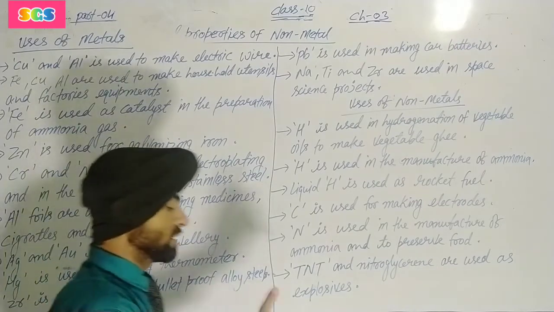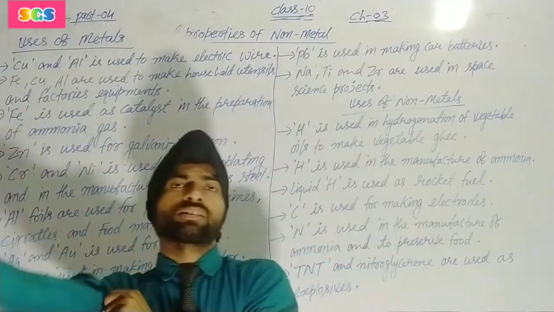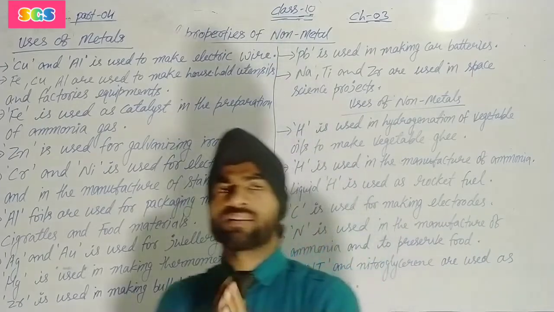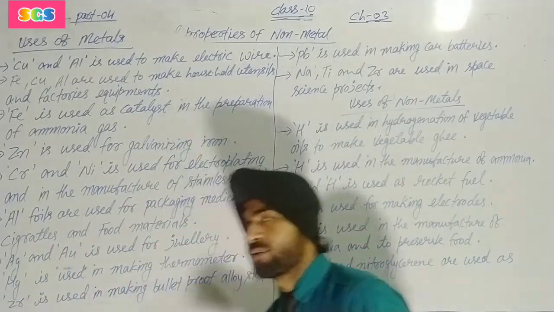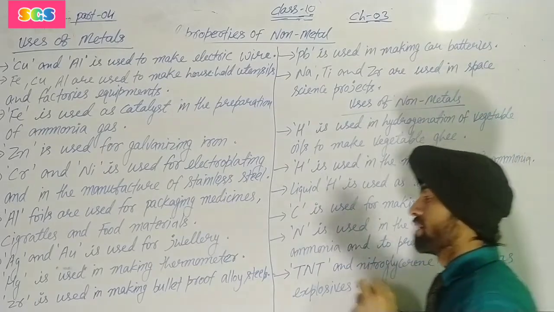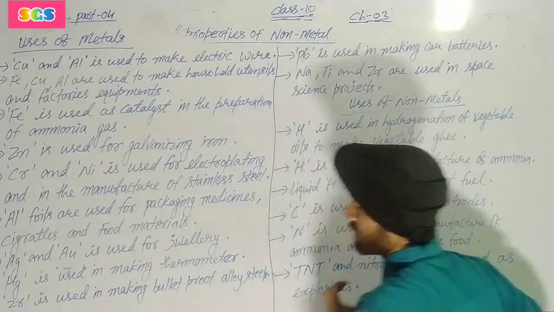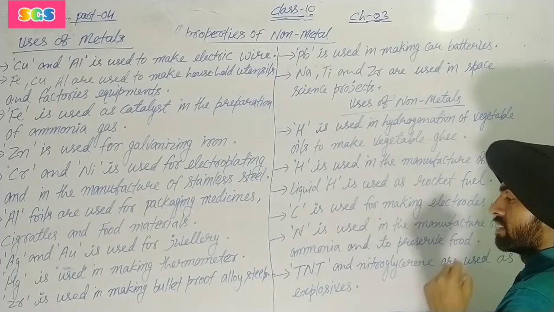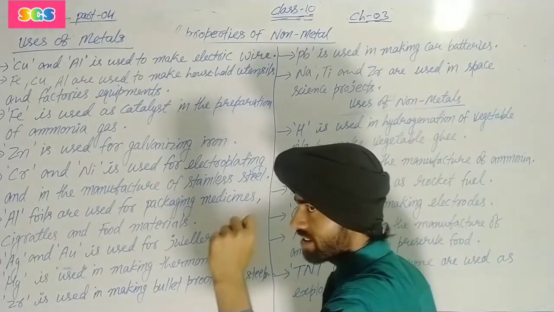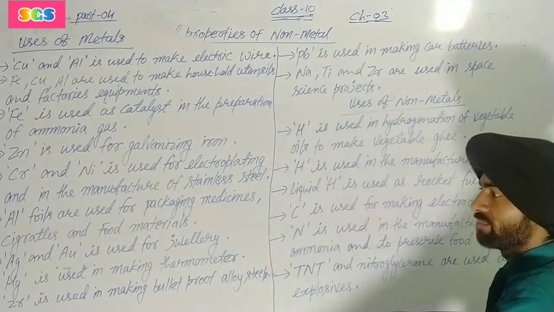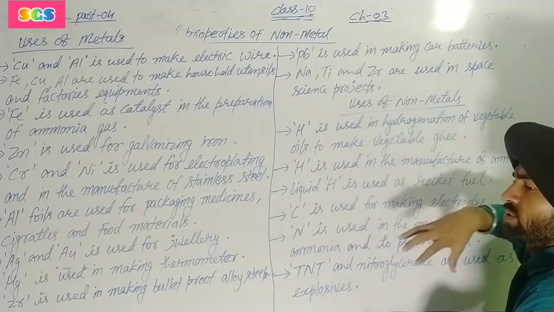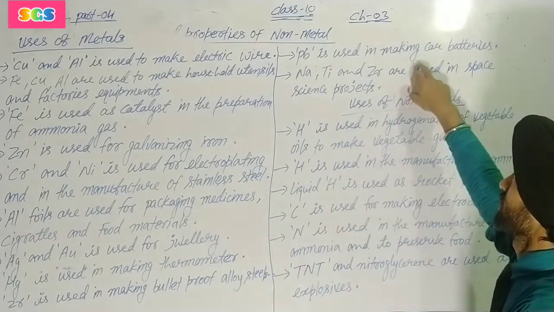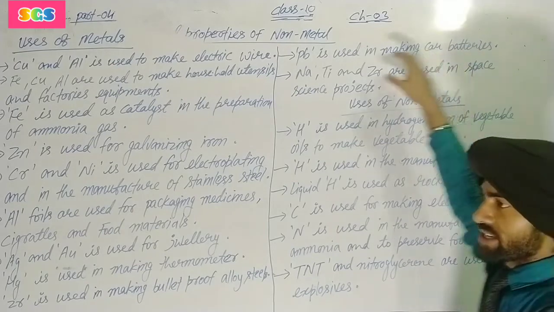Zirconium, ZR is the symbol of zirconium. Zirconium is a metal which is used to make bulletproof materials, bulletproof jackets, bulletproof alloys. Bulletproof alloys are made by the use of zirconium metal. Another metal is what? Lead. Lead is used in car batteries. In making car batteries, lead is used.